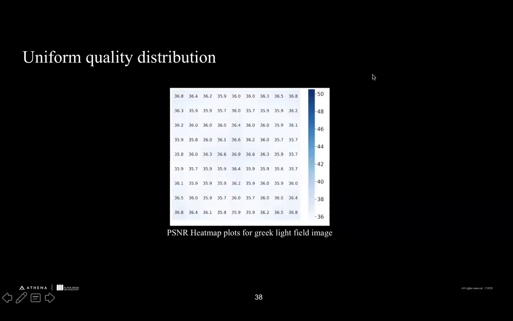Some methods in the literature review try to allocate higher bit rates to reference views in order to increase encoding efficiency. However, we can see that there is a high fluctuation in quality of different views. But SLFC provides a very uniform quality distribution among all the views in a light field encoded at a specific bit rate. For example, we can see here PSNR heat map plots for the Greek light field image, where the quality of all the views is very similar, around 36 dB for all the views.